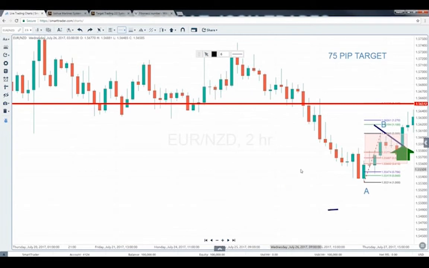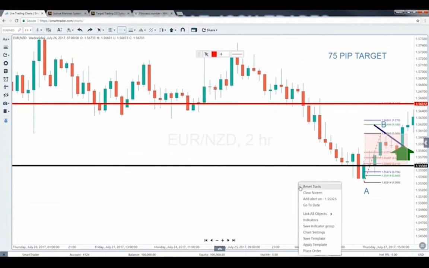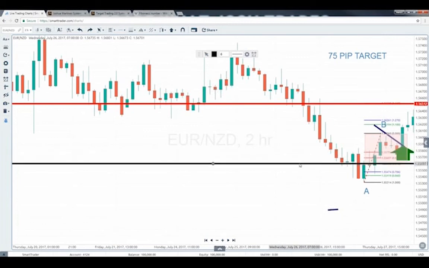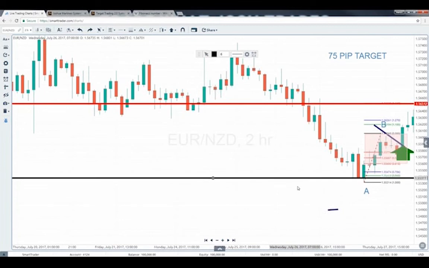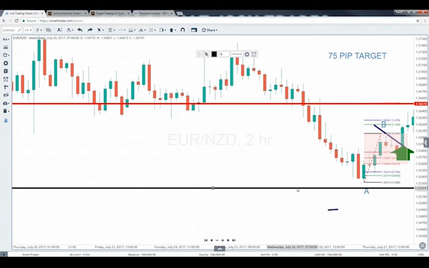I want to know if this trade goes against me. I may take a small loss, okay? I may take a small loss, but I'm not going to take a big loss. If I am aggressive, I'm going to set it about 5 to 10 pips below my C. If I'm conservative, I'm going to set it down here about 5 to 10 pips below my A.